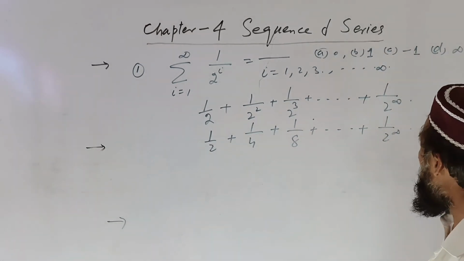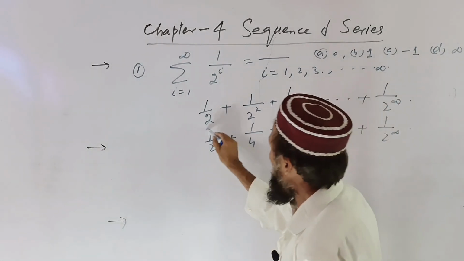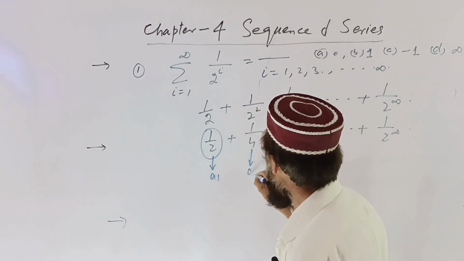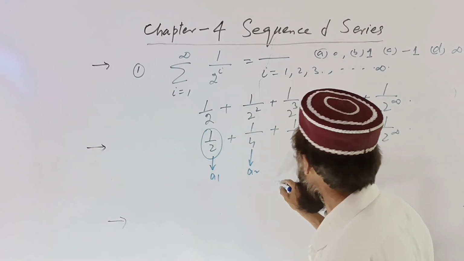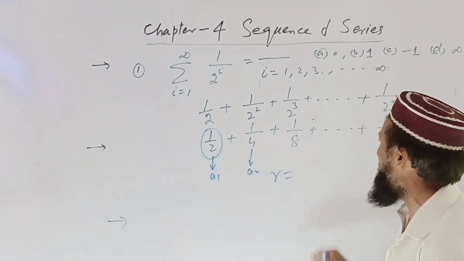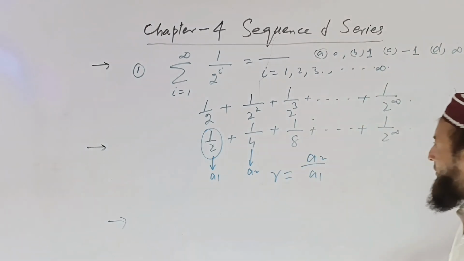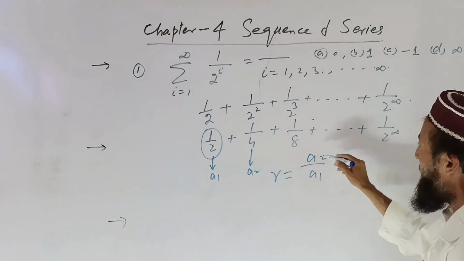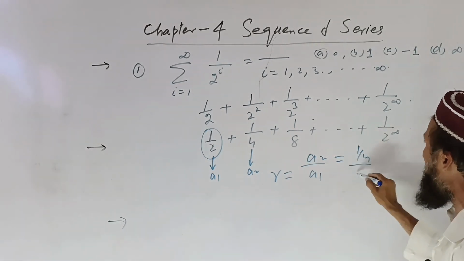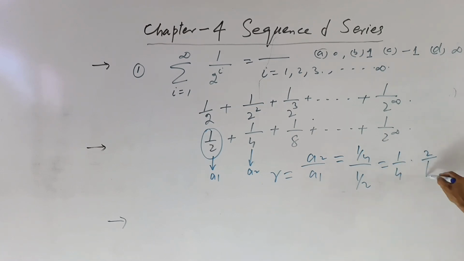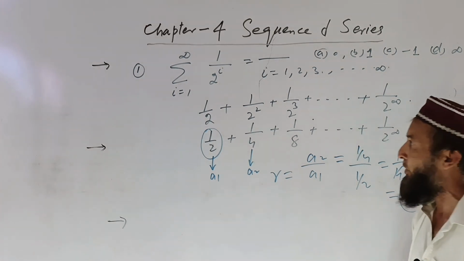Now look here, this is A1 and this will be the second value. Now the ratio is required. Ratio means second value divided by first value. This is the geometric series we are using here. Second value 1 divided by 4, divided by 1 by 2, we get 1 by 4 into 2 divided by 1. Both are cancelled, we get 1 by 2. 1 by 2 is the common ratio.